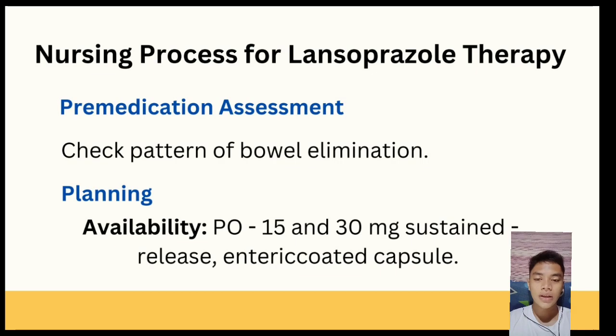So next, the nursing process of lansoprazole therapy. So pre-medication assessment is check pattern of bowel elimination, as lansoprazole may induce diarrhea. Planning availability is by mouth 15 and 30 milligram sustained release and enteric-coated capsules.